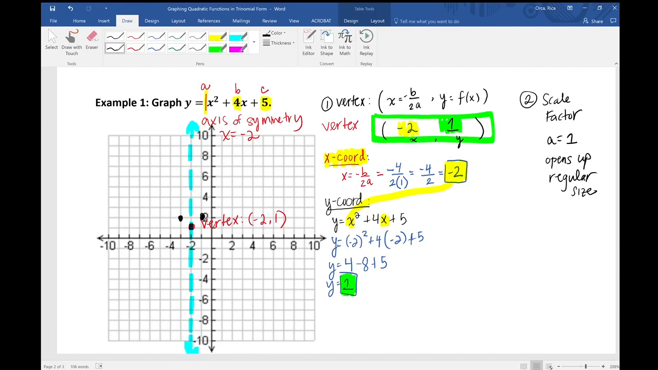For step number 3, that was the axis of symmetry, which we already completed. Now let's move on to step number 4. So step 3, axis of symmetry. Step 4, let's use the y-intercept.